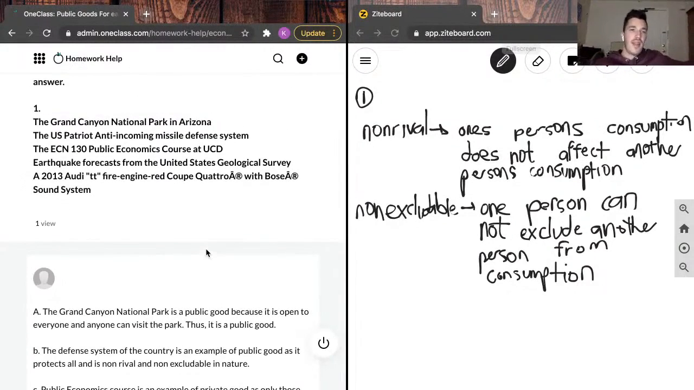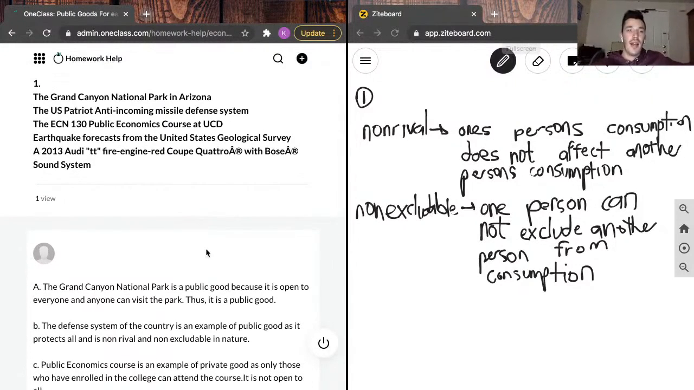So the first example, they say the Grand Canyon National Park in Arizona. Our junior tutor said that the Grand Canyon National Park is a public good because it's open to everyone and anyone can visit the park. So if you're at the park and I come visit, I'm not dwindling the supply of the park, so it's non-rival. Similarly, it's non-excludable. If you're at the Grand Canyon and I go to the Grand Canyon, nobody can stop me from enjoying the views of the Grand Canyon.